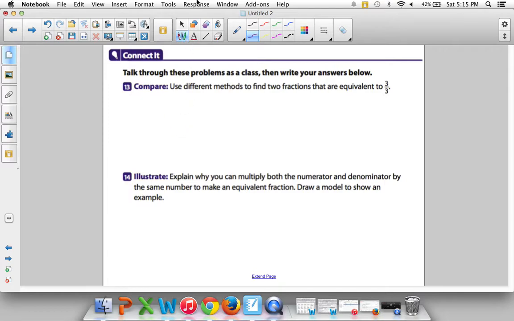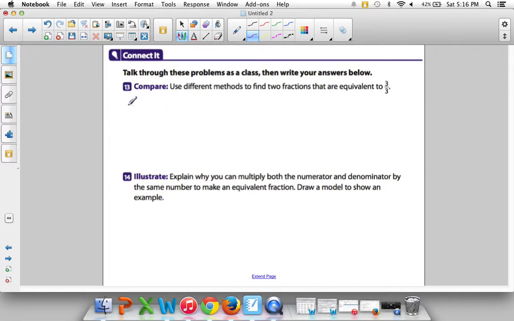Number 13. You're not going to talk through this as a class. You're going to do this individually. So prepare yourself. Use different methods to find 2 fractions that are equivalent to 3/3. So they want different methods. That means we have to show 2 different ways at least.